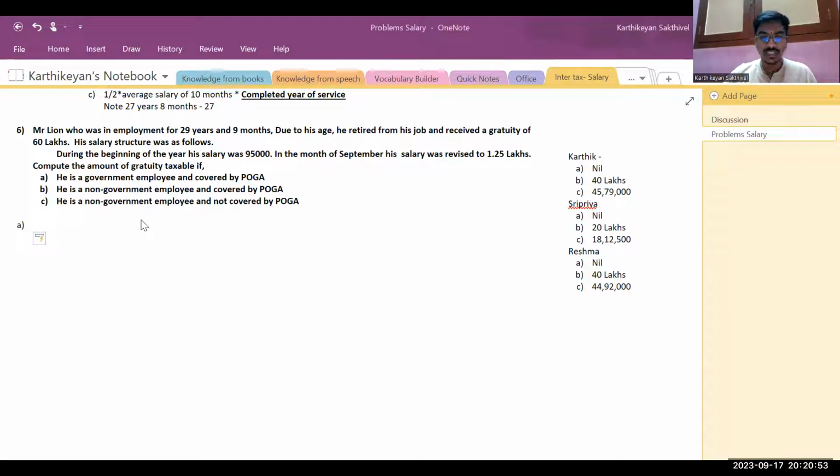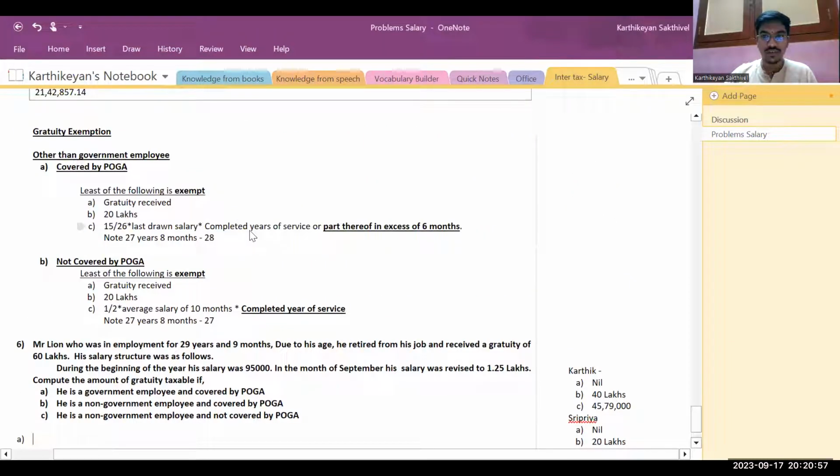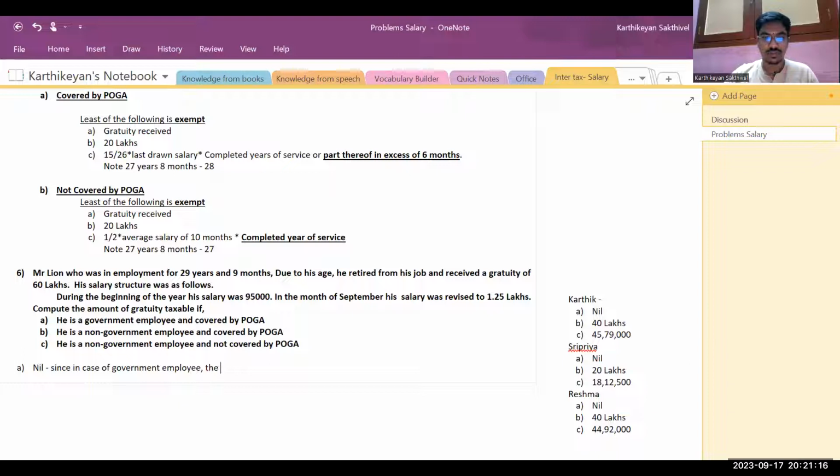As far as gratuity is concerned, if it is received by a government employee, we have already seen that it is fully exempt, correct? So the amount of taxable gratuity if he is a government employee is nil, since in case of a government employee, the entire amount is exempt from tax.